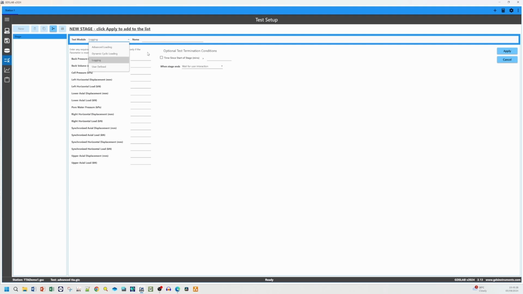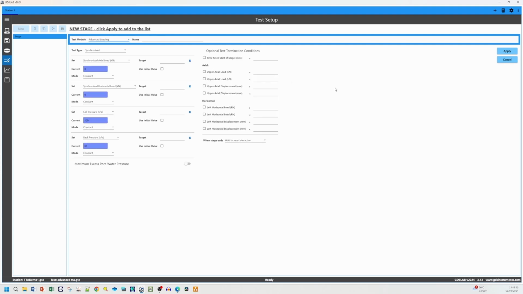So first you need to choose Advanced Loading from the test module list. And then you'll notice you have two modes: synchronized and unsynchronized. Synchronized means the top and bottom axis mirror each other, as do the left and right. Unsynchronized means you have independent control of each axis, allowing more complex testing. So you need to make sure that you select the correct unsynchronized or synchronized test type, as it changes the different set blocks that you have available to you per test.